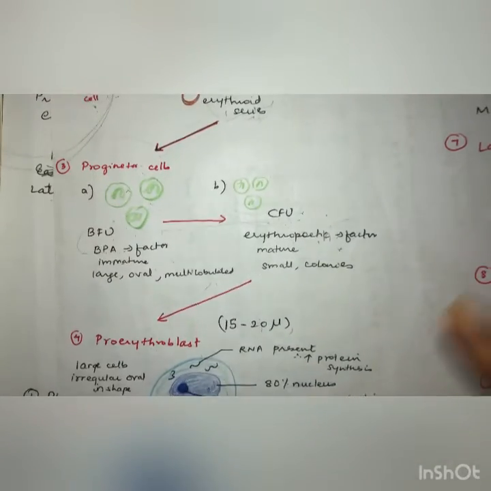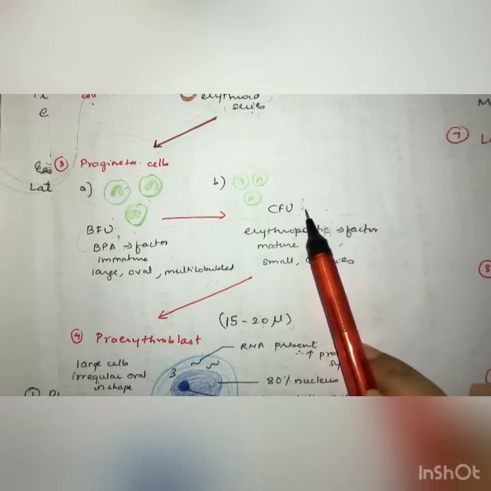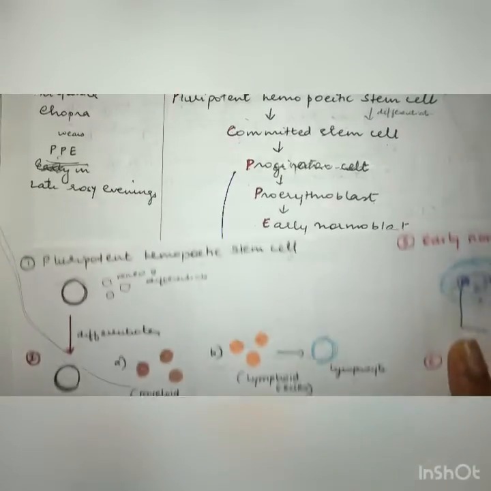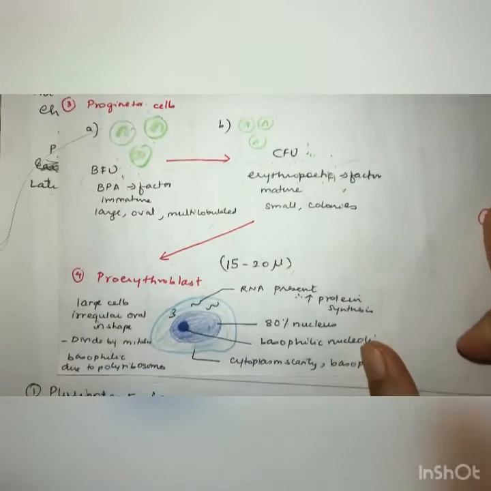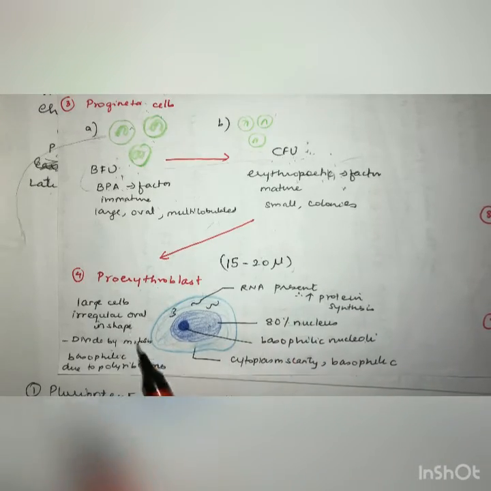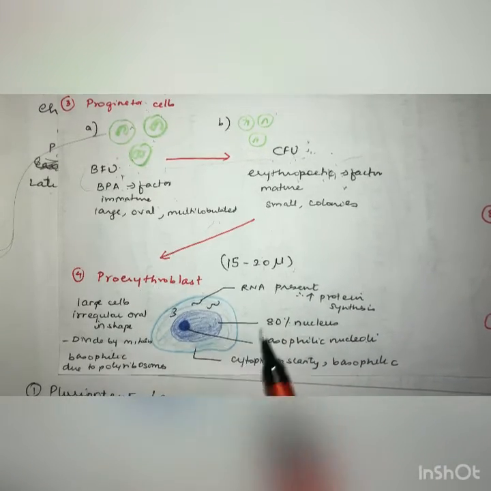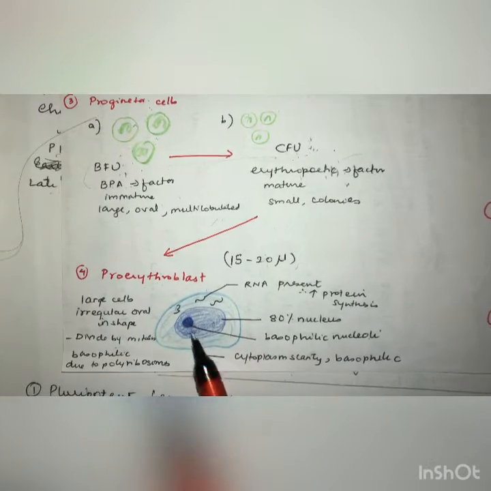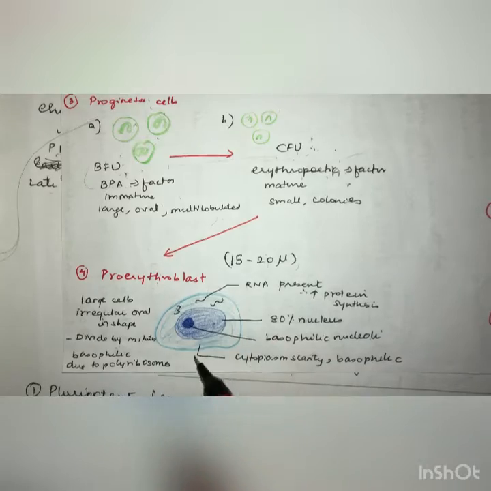Now, the progenitor cell, that is burst forming units, form colony forming units, from immature to mature. Colony forming units give rise to proerythroblast, which is this step. The proerythroblasts are large cells, 15 to 20, irregular in shape. They have a nucleus, a nucleoli, and this is the cytoplasm.